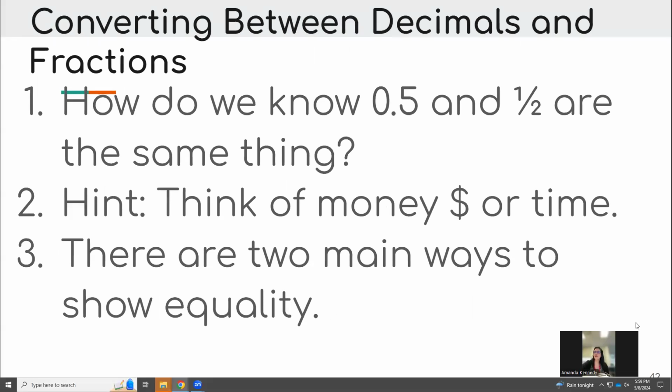I mentioned how 0.5 or 50 cents and 1/2 are the same thing. Remember how we talked about 50 cents is the same as half a dollar? So we're going to talk about how we know that's the same. A hint is to think about money or time on these tests, but there actually are mathematical ways to show this. So there are 2 main ways to show equality here.